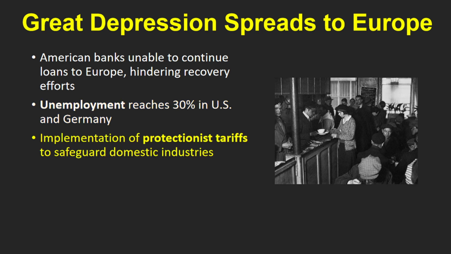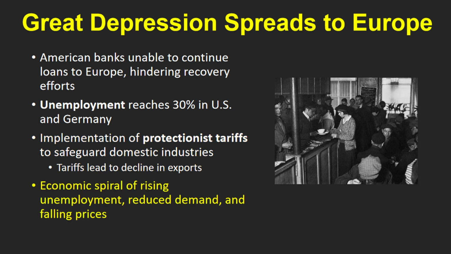Governments passed protectionist tariffs, fees on foreign imports, to protect their own domestic production. This, of course, led to a decline in exports for every industrialized country, which led to a further spiral of increasing unemployment, reduced demand, and falling prices.